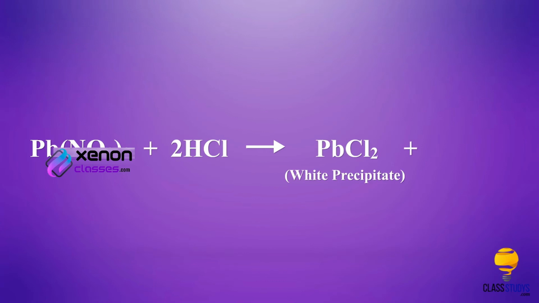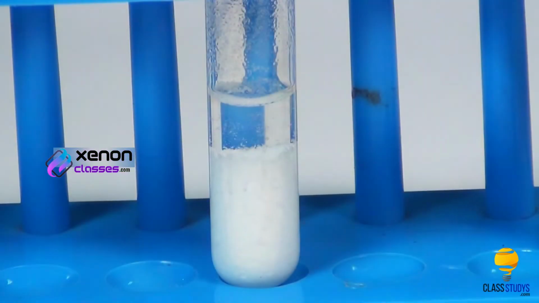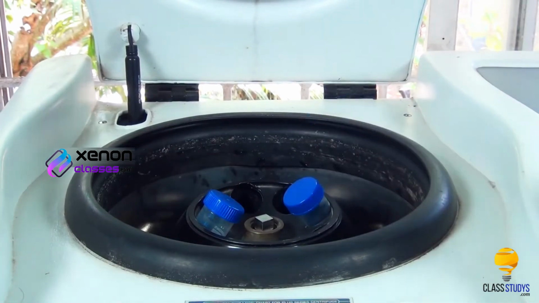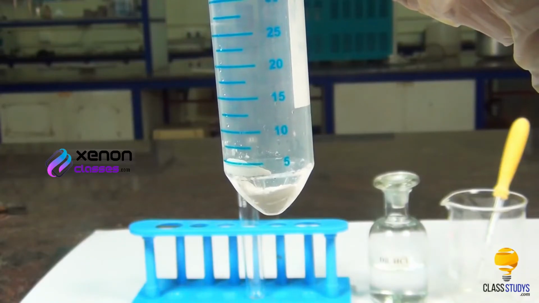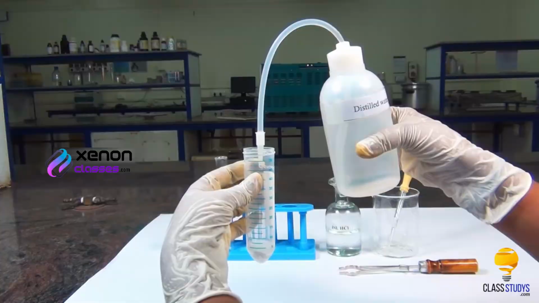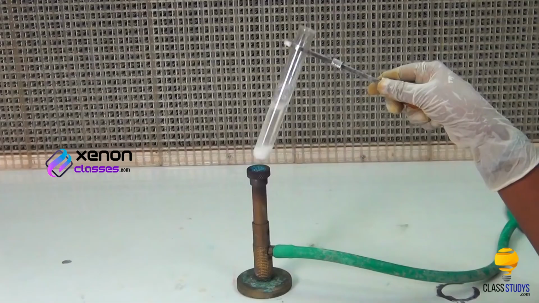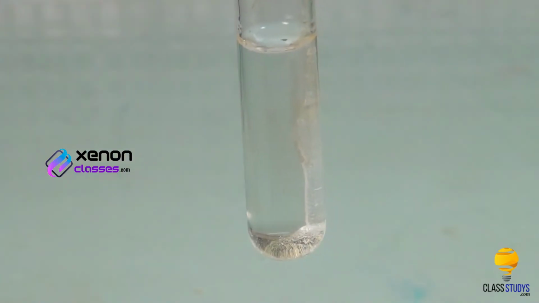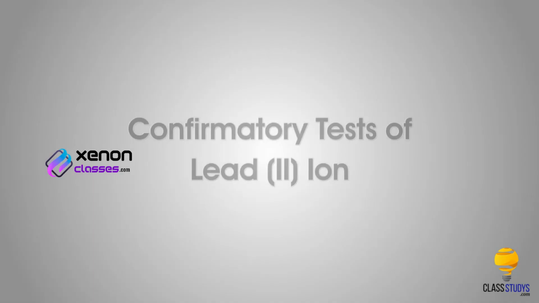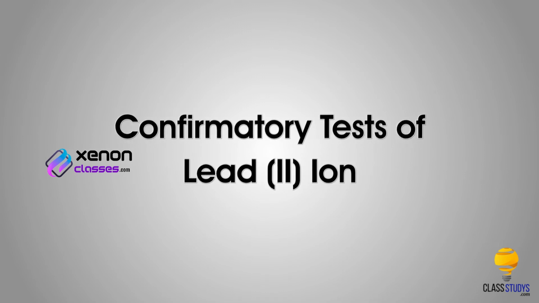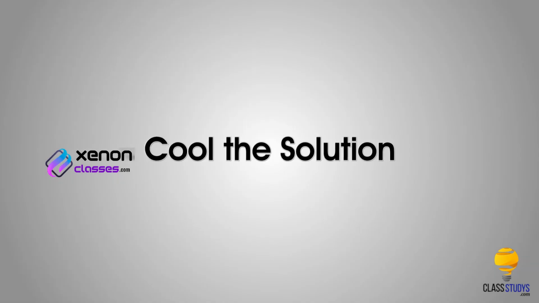Lead-2 ions in the salt solution react with dilute hydrochloric acid to form a white precipitate of lead chloride. Transfer the precipitate into a centrifuge tube to separate it by centrifugation. Now, add a small quantity of distilled water to the precipitate and boil it for some time. The precipitate dissolves. Cool the solution. Finally, we look at the confirmatory tests of lead-2 ion.